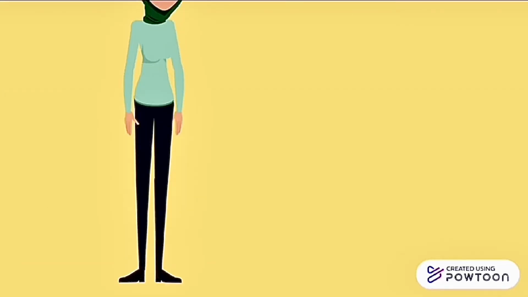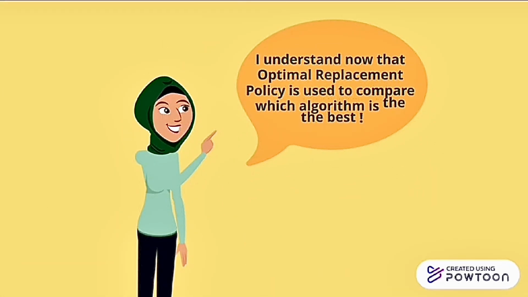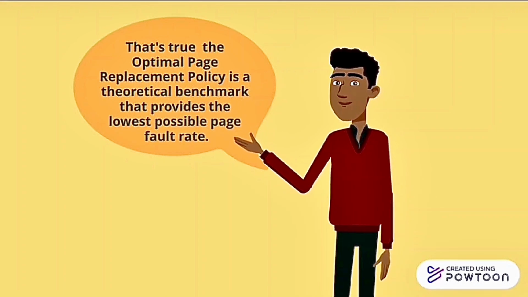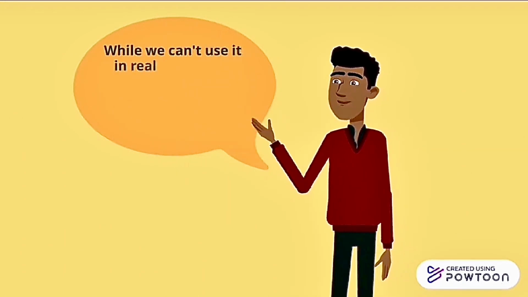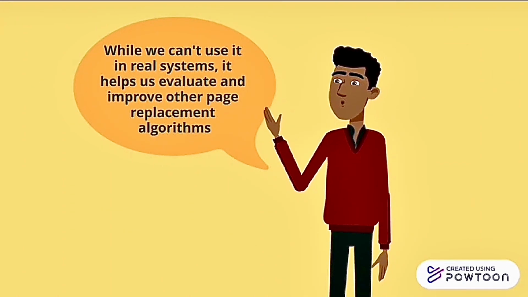I understand now that the optimal replacement policy is used to compare which algorithm is the best. That's true. The optimal page replacement policy is a theoretical benchmark that provides the lowest possible page fault rate. While we can't use it in a real system, it helps us evaluate and improve other page replacement algorithms.